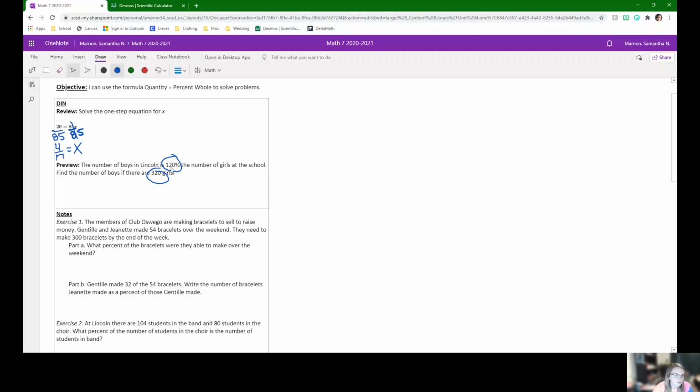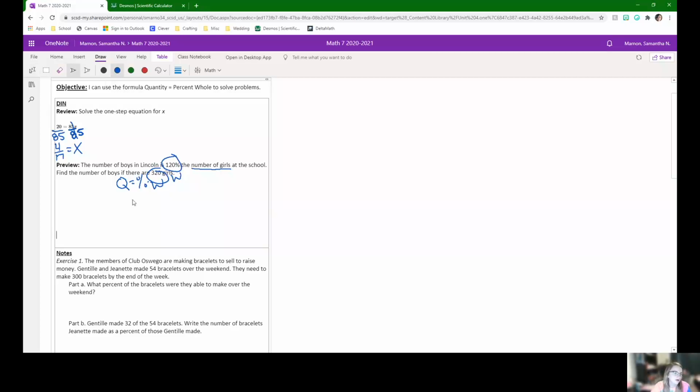Okay, so what you should have noticed is that here we have our percent, and here we're talking about the number, it's compared to the number of girls. Anytime we're comparing to something, we're measuring by something, this is going to be our whole. So we have our equation, quantity equals percent times whole. Our quantity is what we're trying to find. We're trying to figure out how many boys there are at Lincoln. We have 120% times our whole of 320 girls.